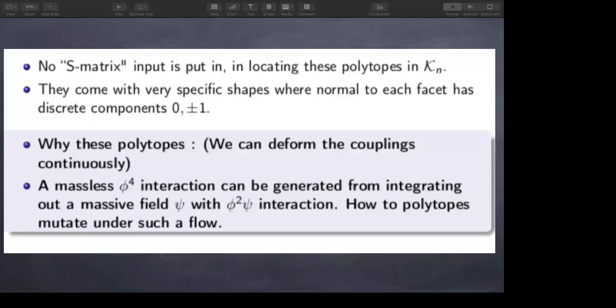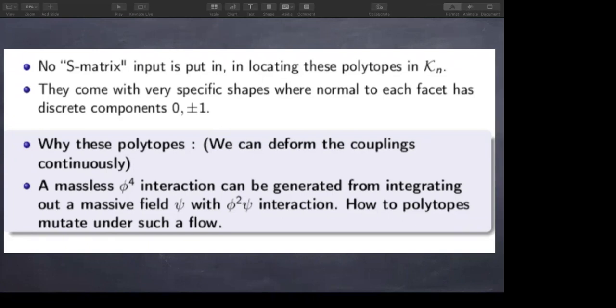But then we can ask, why only these polytopes? In some sense, there's a tension: we know that in quantum field theory amplitudes, there is a continuity due to the fact that we can deform couplings continuously. So the fact that these polytopes come with this discrete data, how do we understand this connection between continuous deformation of an amplitude by varying couplings and the fact that there is no continuous parameter here so far?